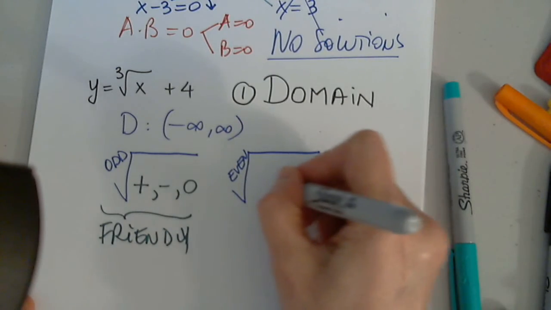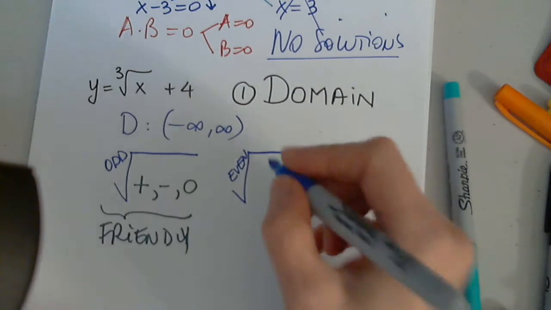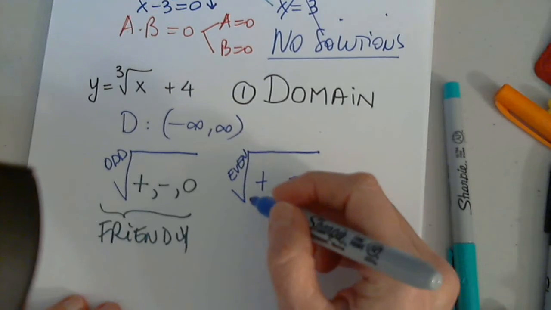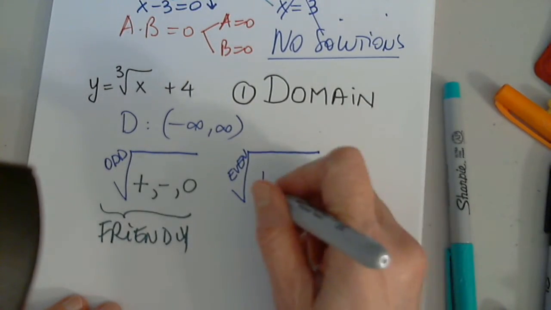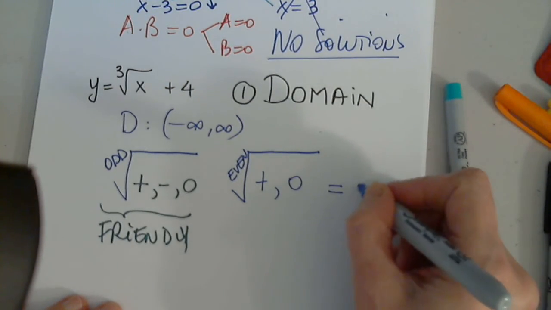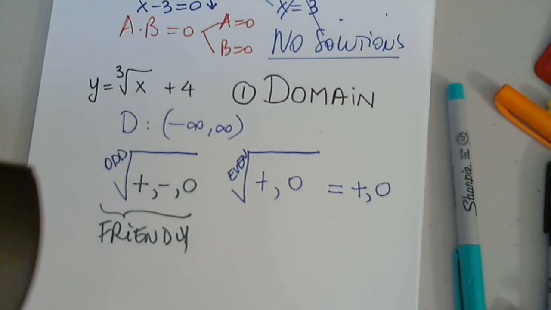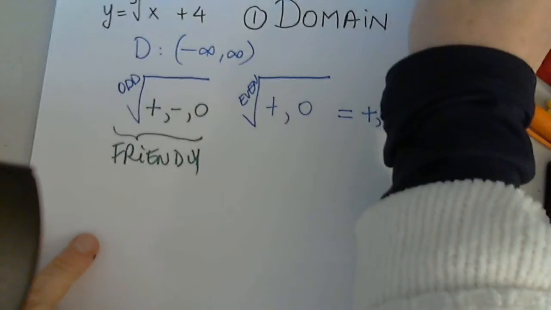Why? What can I have here? Only positive and 0. That's it. So not only do I have to have positive or 0 under the even root, but also the answer must always be positive or 0. So in our case, we have a very nice situation, very friendly.